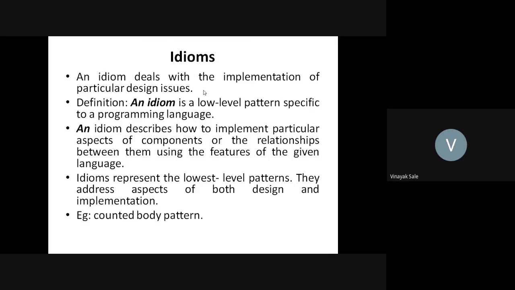Then third is idioms. An idiom deals with the implementation of a particular design issue. So an idiom is a low level pattern specific to a programming language. An idiom describes how to implement particular aspects of components or the relationship between them using the features of a given language. Idioms represent the lowest level patterns. They address aspects of both design and implementation. Example, counted body pattern.